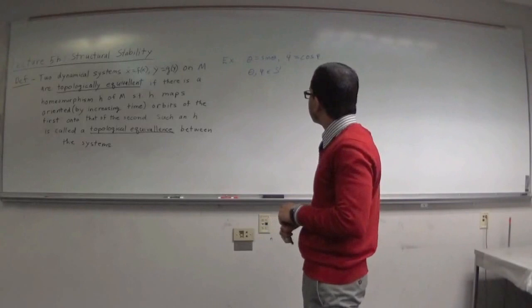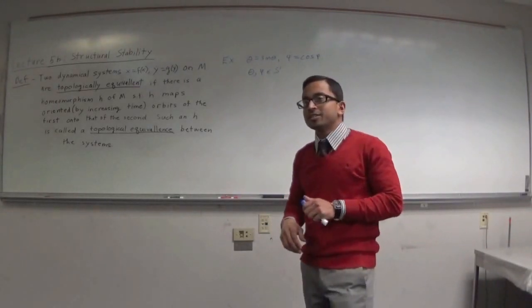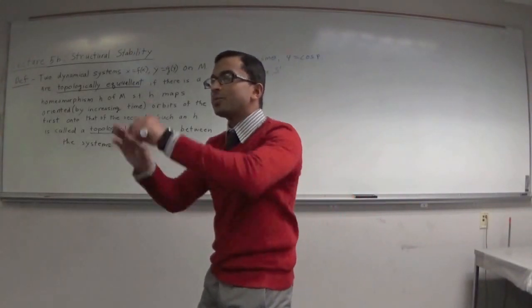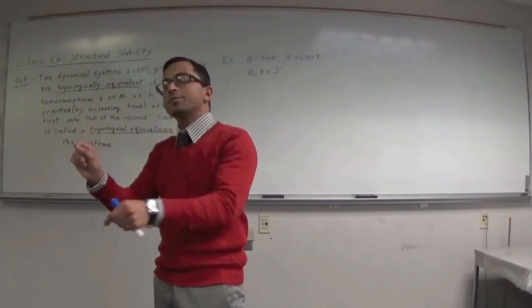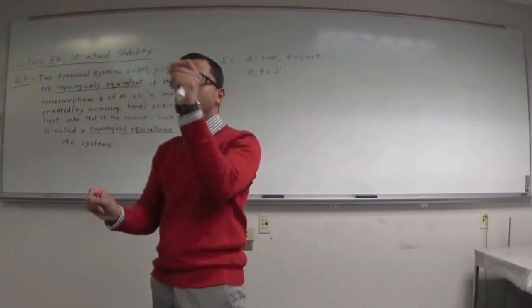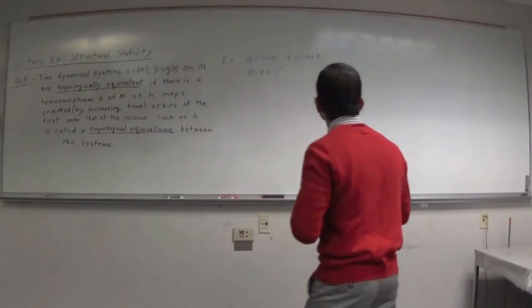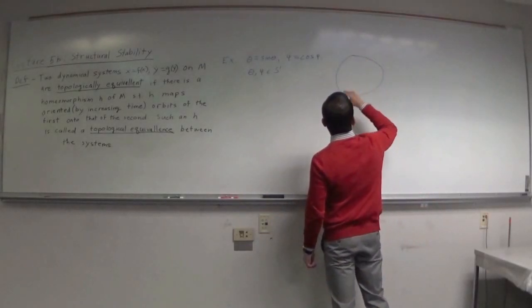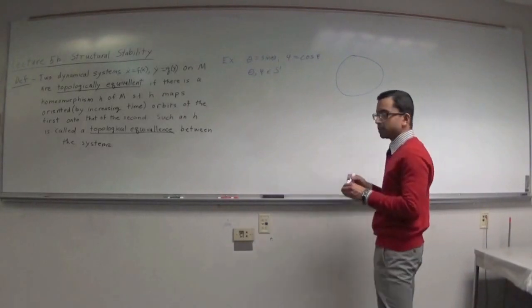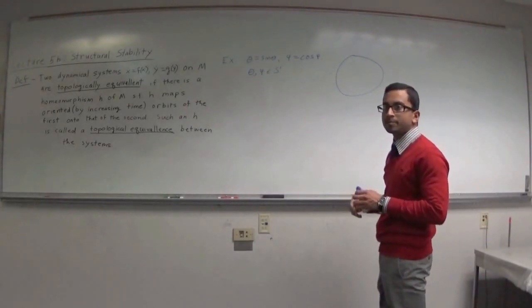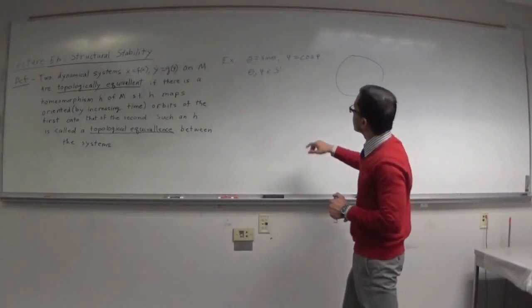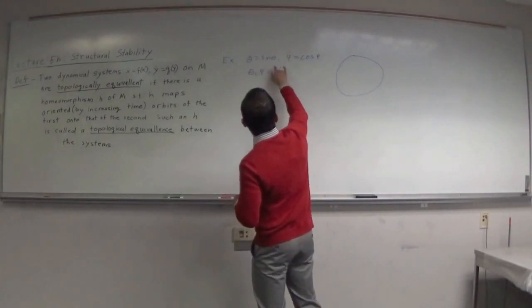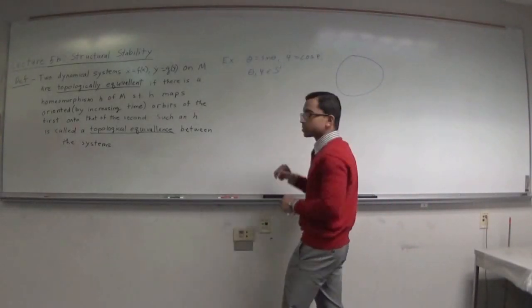So theta and phi are on this circle. I don't want to say 0 to 2 pi because I want theta and phi to be able to go around as many times as I want. So we're thinking of differential equations on this circle. Theta and phi are on this circle, right? And we have that theta dot equals sine theta and phi dot equals cosine phi.